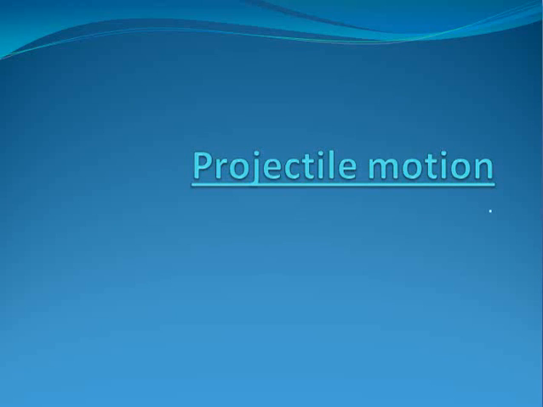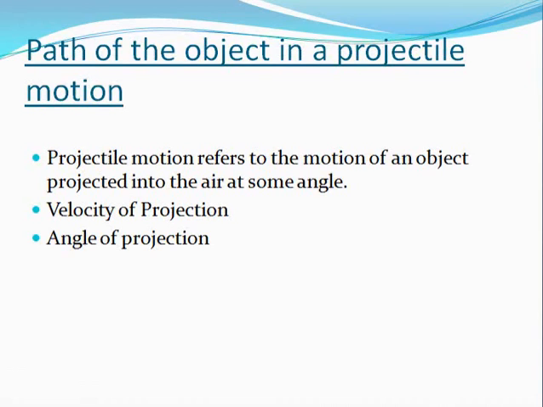So now we will start the chapter projectile motion. So what is a projectile motion? Projectile motion refers to the motion of an object projected into the air at some angle. The important thing here is the velocity of projection, that is the velocity with which the object is projected into the air, and the angle of projection, that is the angle which the velocity vector makes with the horizontal.